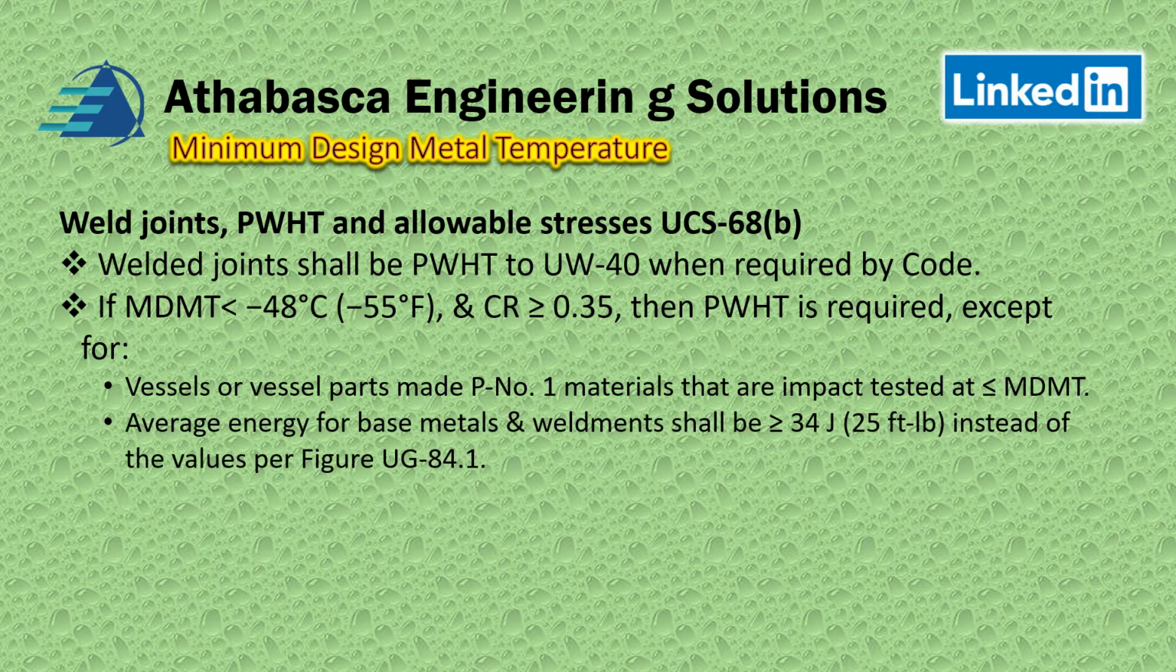That the average for the base metal and weldments shall be equal to or greater than 34 joules, which, I'm an imperial person, is 25 foot-pounds, instead of the values shown in UG-84. So they've amended the standard requirements in UG-84. Okay.